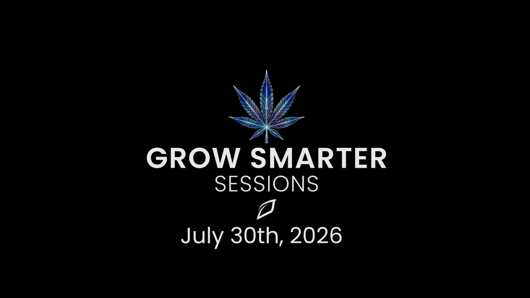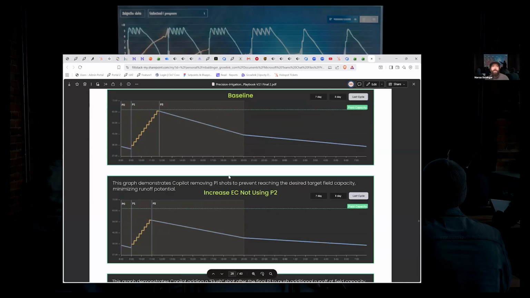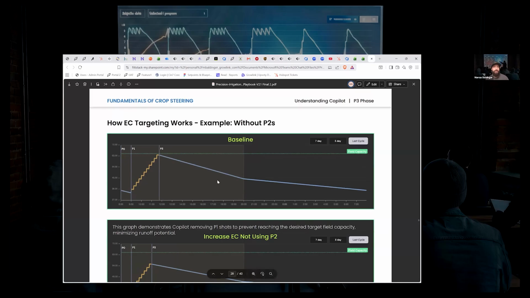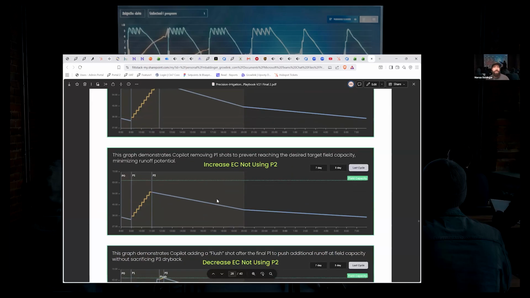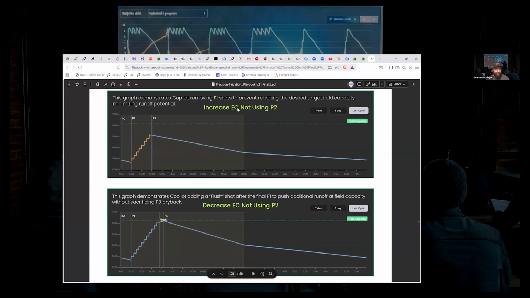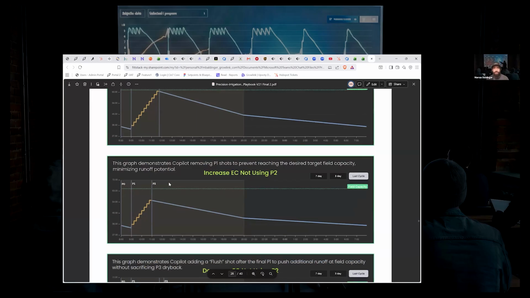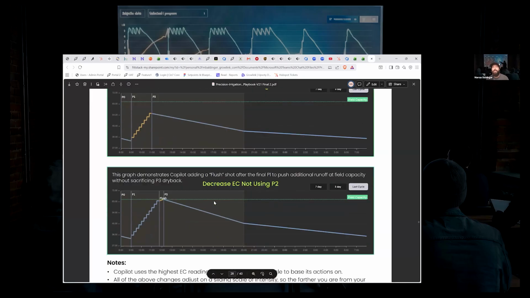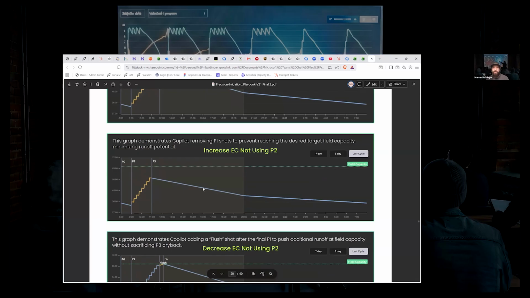Just a quick recap. Last week we were talking about EC targeting, how the program works when you use a target, and what it's going to do. The very last thing that I squeezed in there was that when we are not using P2s and you need your EC to go up, it's going to shave off some of those P2s automatically. So if you had it set up here, it's going to actually cut a couple of those off to prevent runoff.